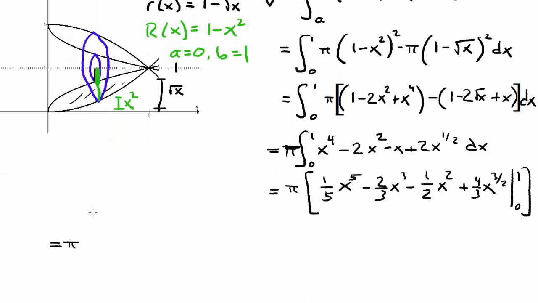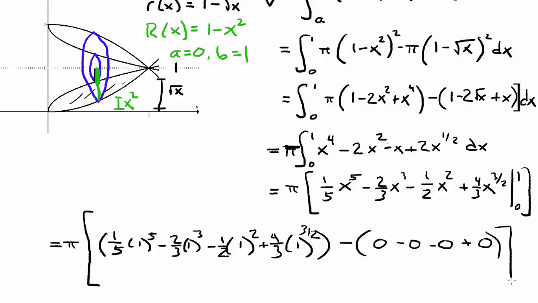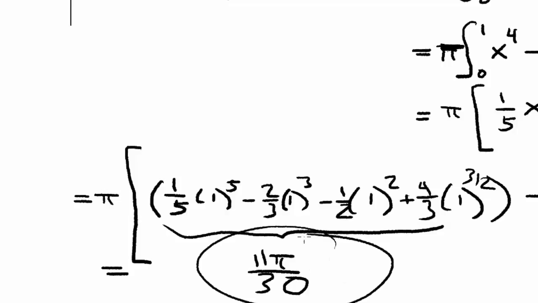Okay, it's going to equal pi, and then I'm going to evaluate the antiderivative at 1. Then evaluate the antiderivative at 0, which is a whole bunch of zeros. That all adds up to 11 pi over 30. And that would be our final answer.